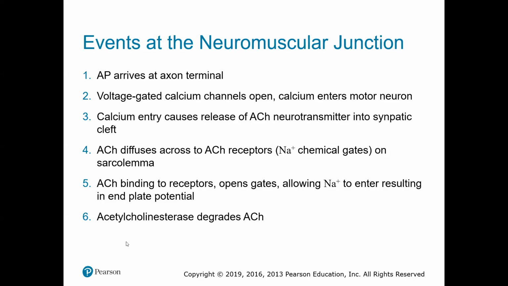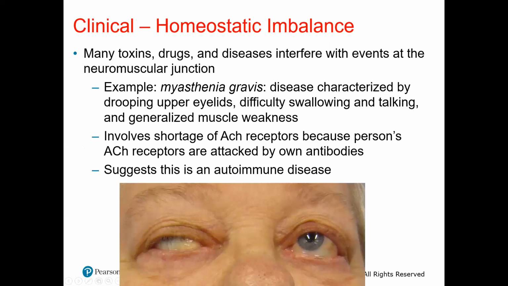Okay, now let's go on to problems. There is a problem occasionally with acetylcholine. There is an autoimmune condition known as myasthenia gravis that occurs when there are not enough receptor sites for acetylcholine to land on. In myasthenia gravis, our immune system destroys the acetylcholine receptor sites on the muscle cells around the eyelids, the muscles in the throat that are involved with swallowing and talking, and also systemic muscle action.